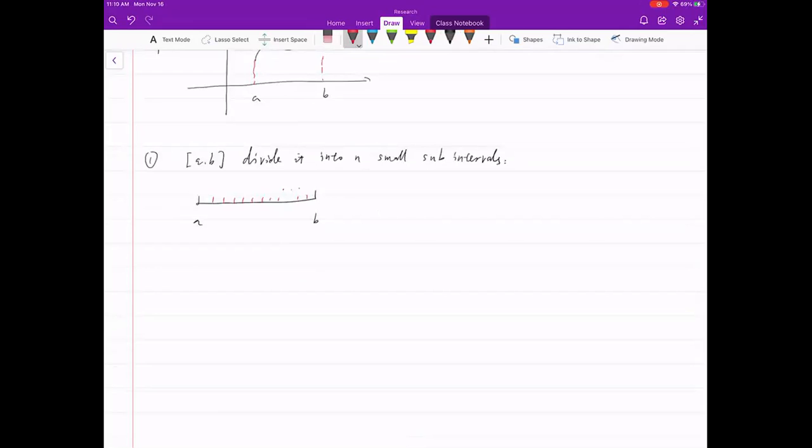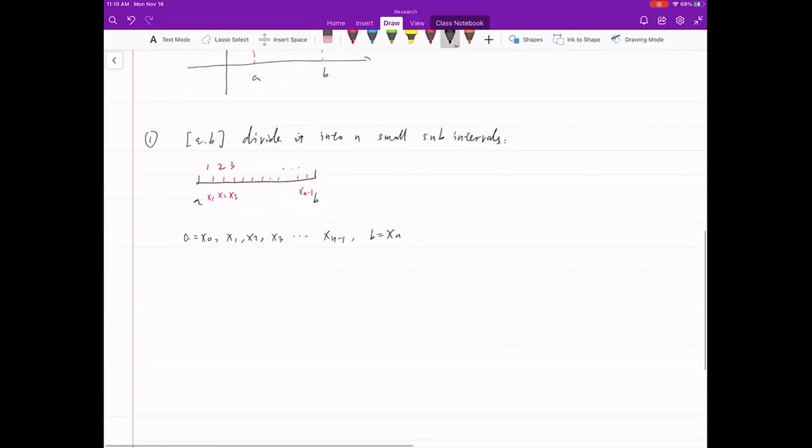You give them names. This is the first interval, this is the second interval, this is the third interval. And you have all the points to be A equals x0, and then you have x1, x2, x3, all the way to xn minus 1. And finally, the last one is B equals xn. So you have all these intervals.